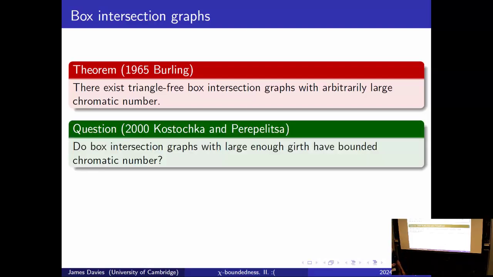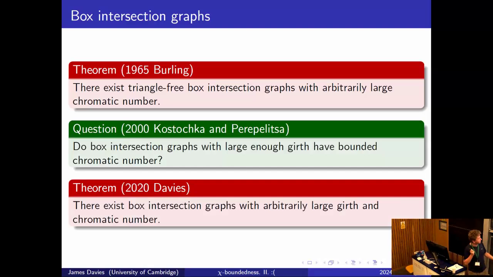So you might hope that something weaker is still true. You don't have chi-boundedness, but maybe if you increase the girth, you could get bounded chromatic numbers. So it was asked, if you have large enough girth for box intersection graphs, then do they have bounded chromatic number? But actually, this isn't the case. Using some special variant of Tutte's construction, we can make box intersection graphs with large girth and large chromatic number.